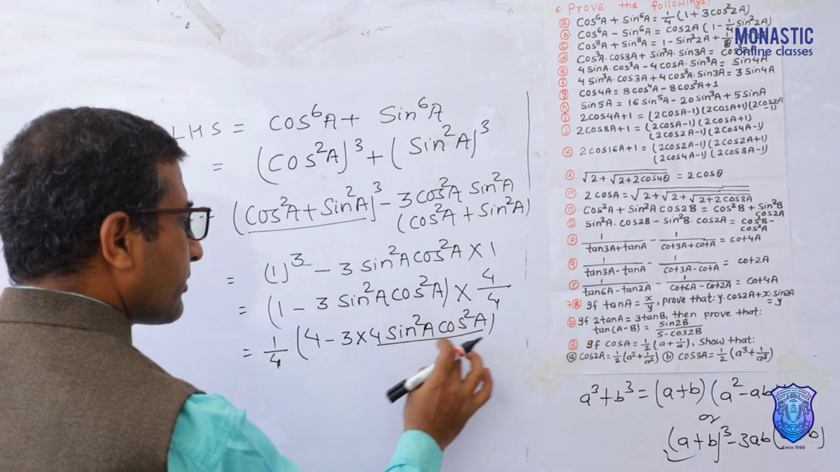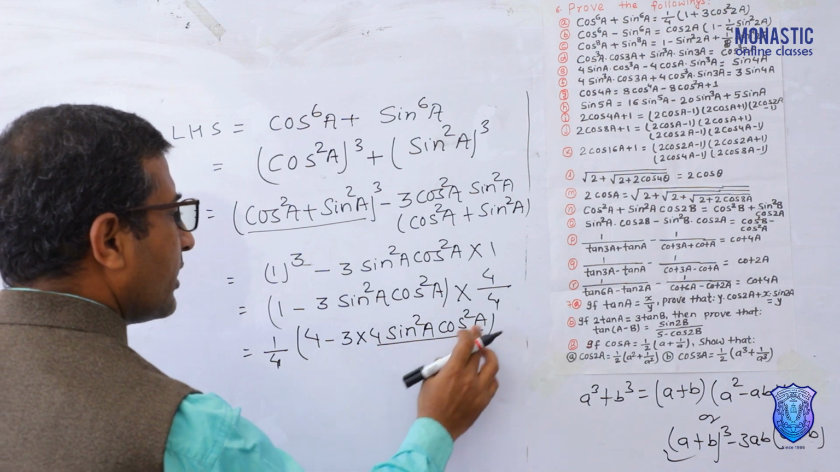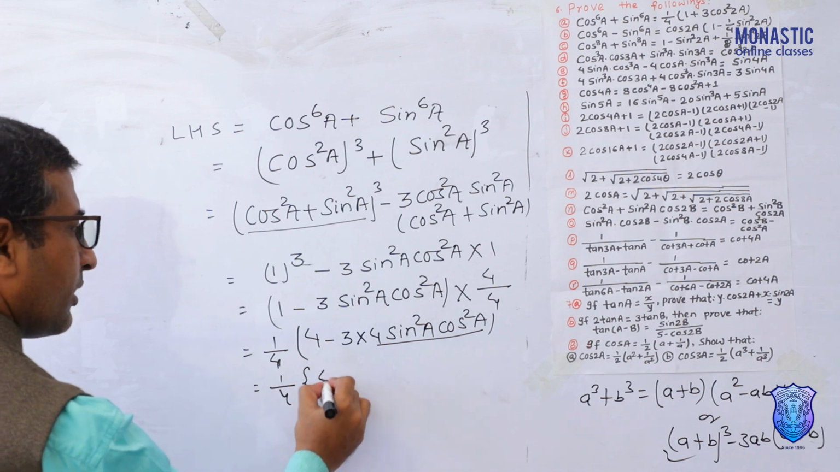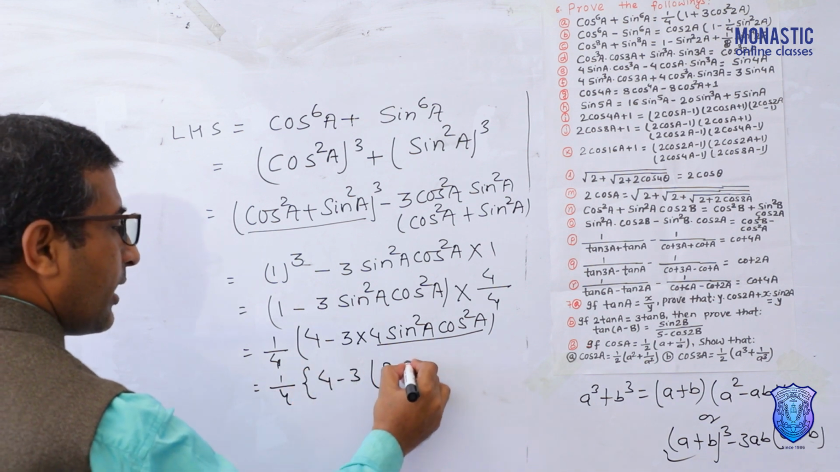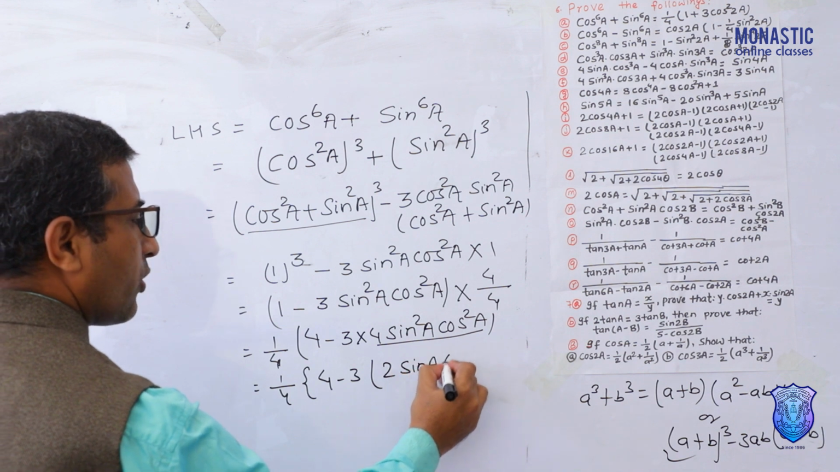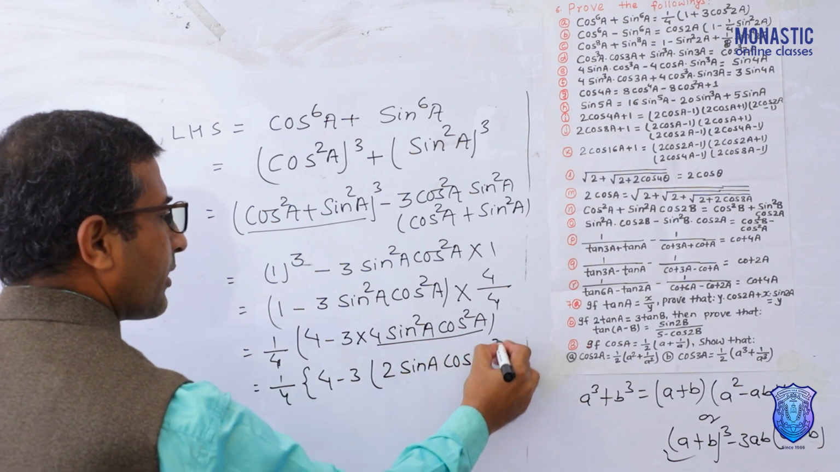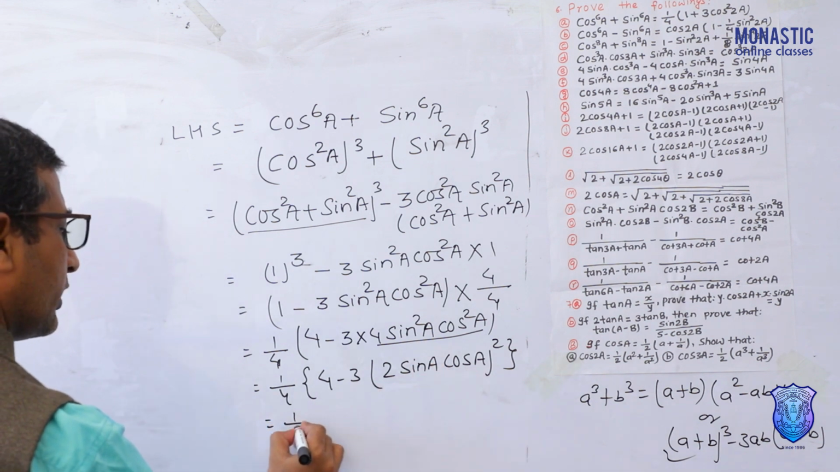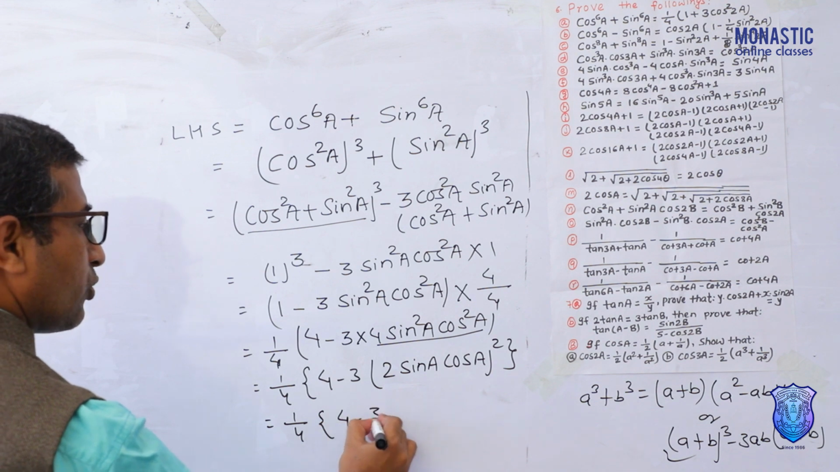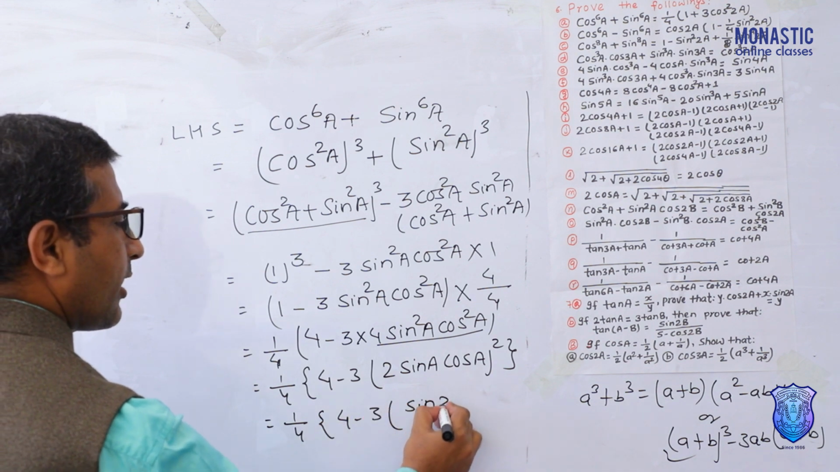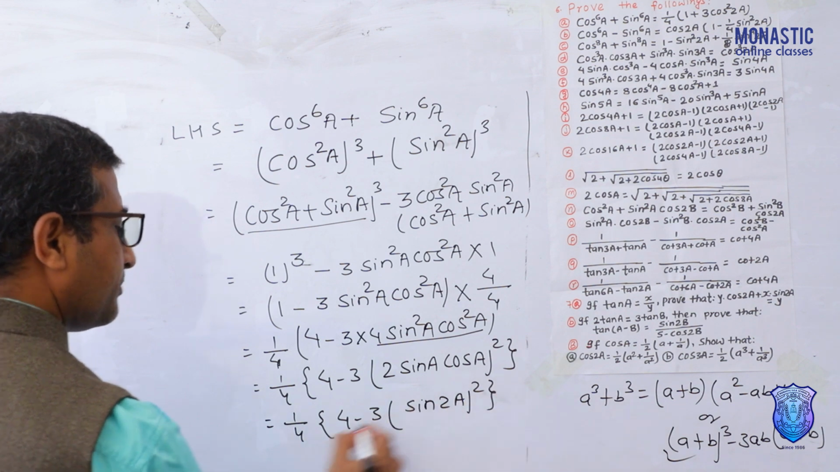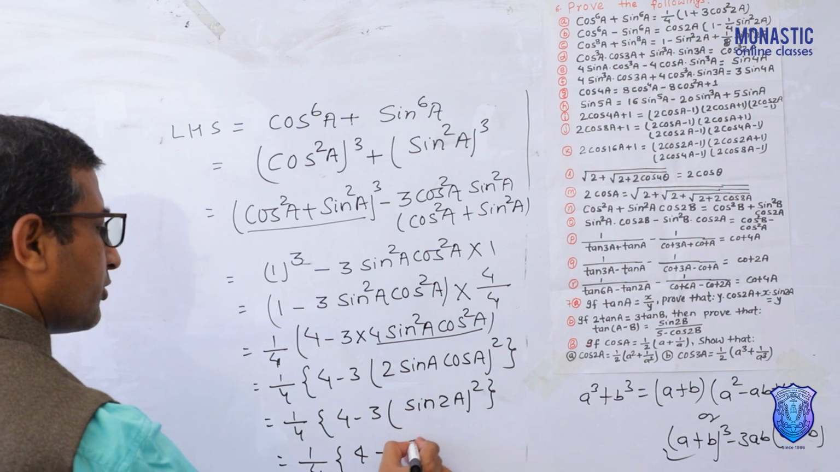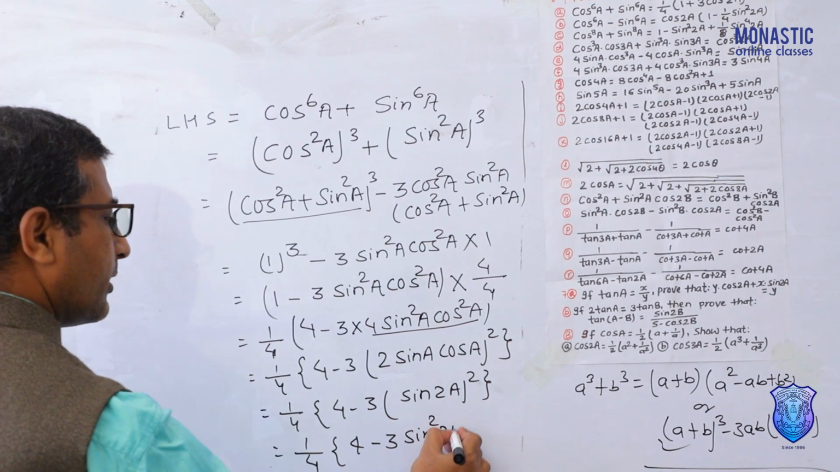Look carefully, that's the formula (2 sine a cos a) whole square. So we have written it in this way. Now we can write this as (2 sine a cos a) whole square, and you know that's the formula of sine 2a. So in place of 2 sine a cos a, we can write (sine 2a) whole square. The final result we got is 4 minus 3 sine square 2a.